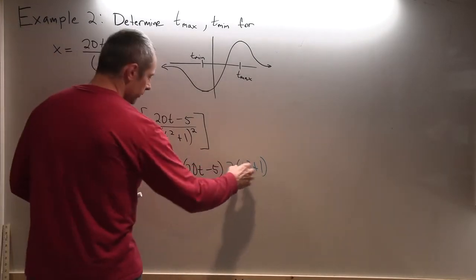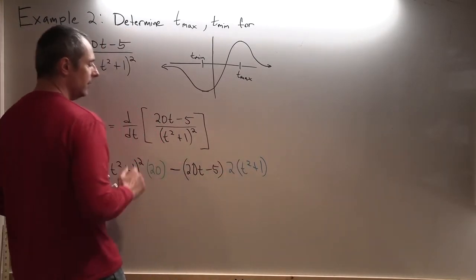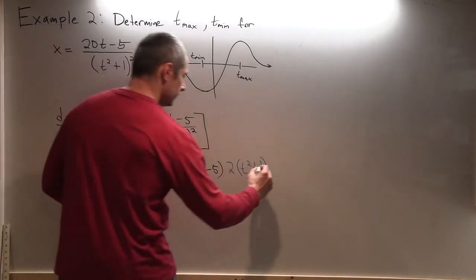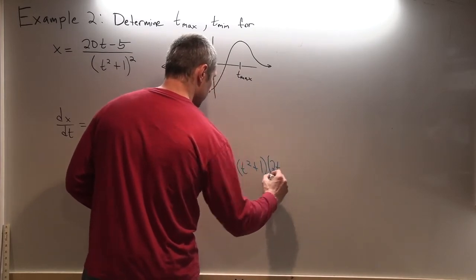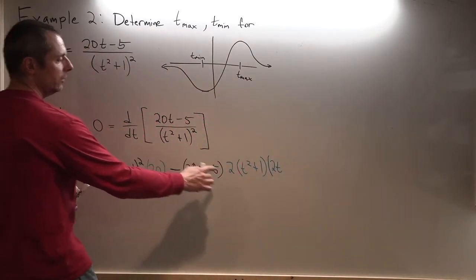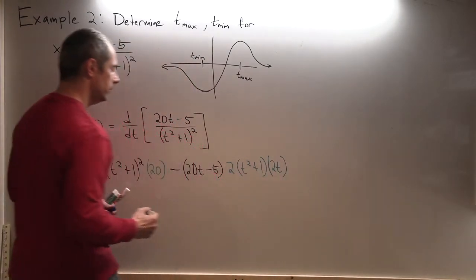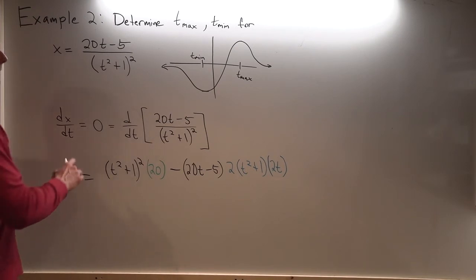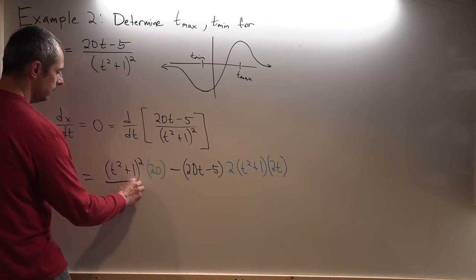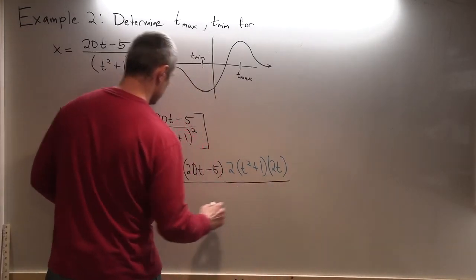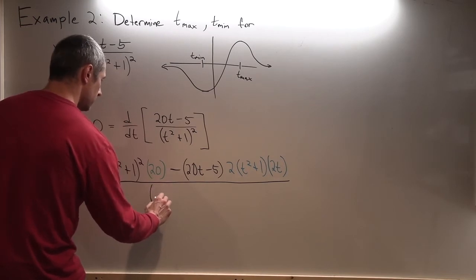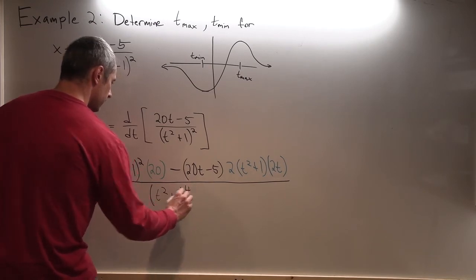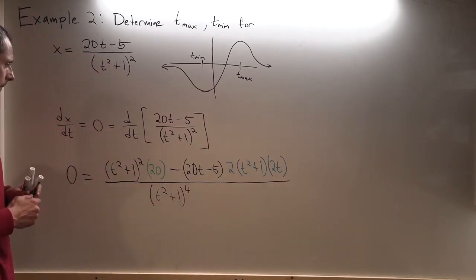But since it is a function, we've got to use the chain rule, so we multiply by the derivative of what's inside here. And the derivative of t squared is 2t. And the derivative of 1 is 0, so I could put plus 0 here, but I'm going to keep things more simple. And then I divide the entire thing by the denominator squared, which is to the 4th power instead of squared.